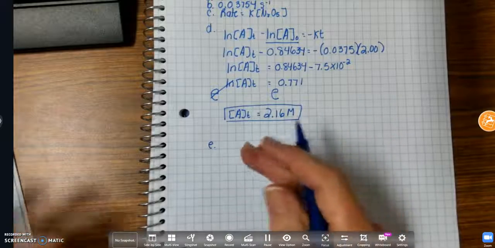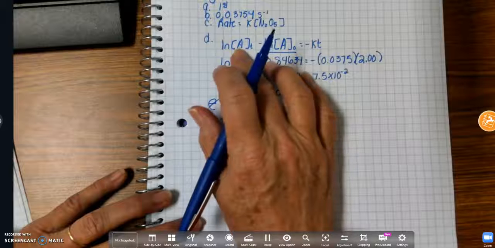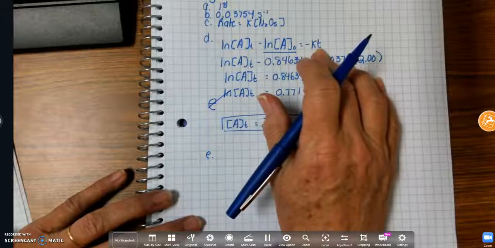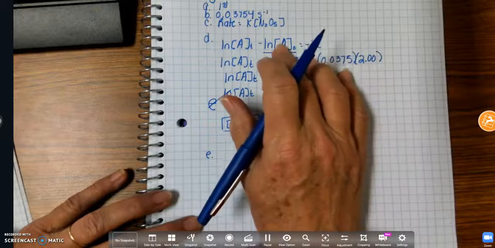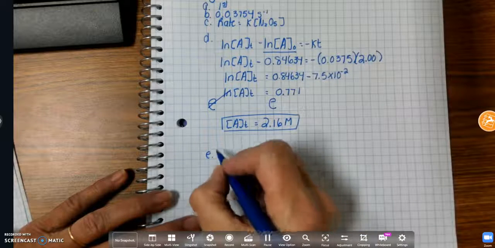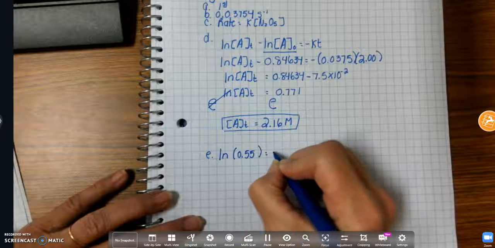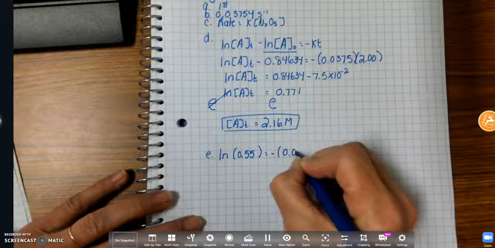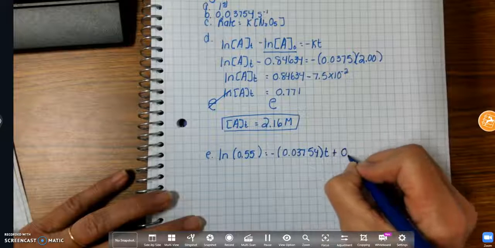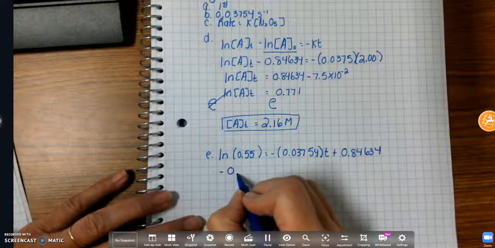All right, let's solve problem E. Now E, I'm going to use the same equation, but I'm just going to plug. It says that my concentration at time t is 0.55, and I'm supposed to calculate the t at which this occurs. Well, I know this. Remember, this is my y-intercept. This is my slope. Let's go ahead and plug it all in. So the log of 0.55 is equal to a negative 0.03754t plus 0.84634.